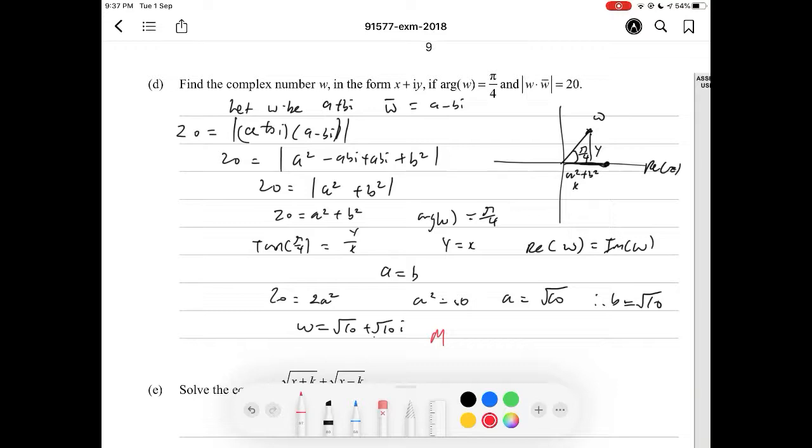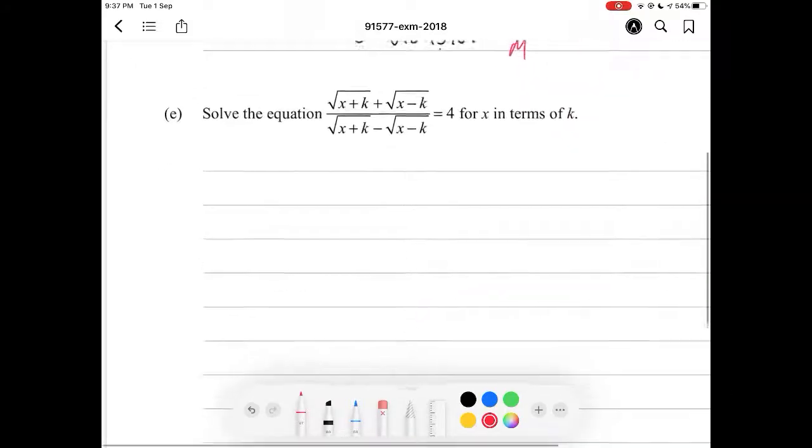This is a merit level question. To get an achieved level, you're looking at a correct expression for the conjugate of w times w, which is all the way for here. So you can go up to here, you get an achieved.